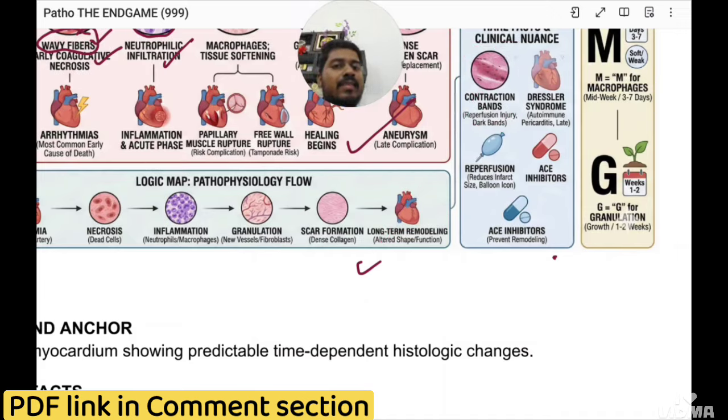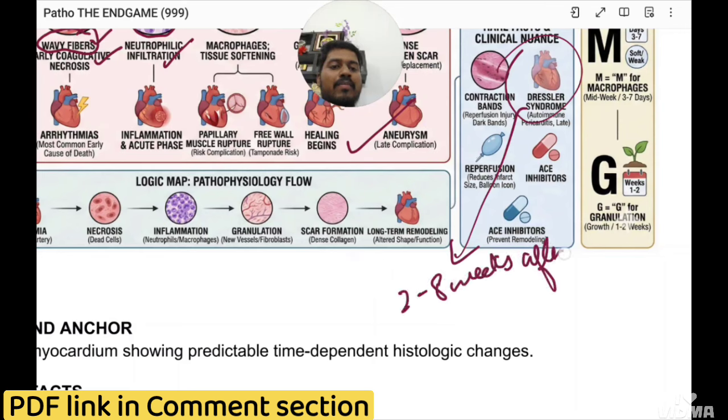Second is Dressler syndrome. What is Dressler syndrome? Important: Dressler syndrome occurs 2 to 8 weeks after MI. After MI 2 to 8 weeks, that is up to 2 months duration. Now, why does Dressler syndrome occur?